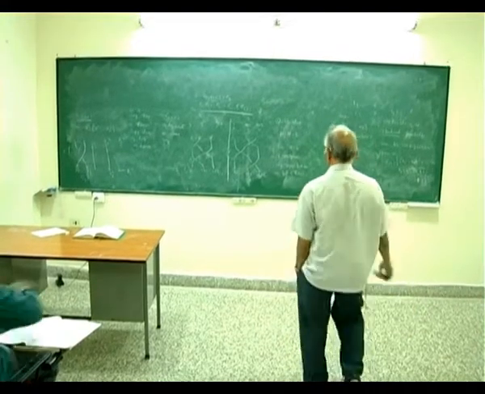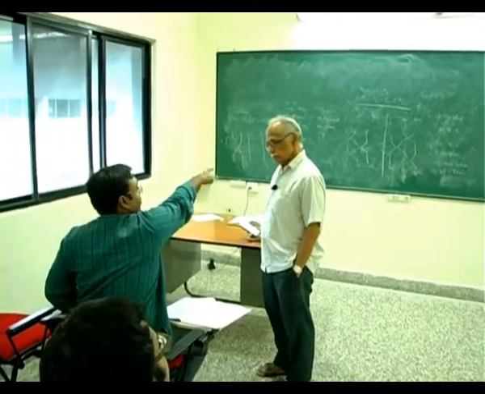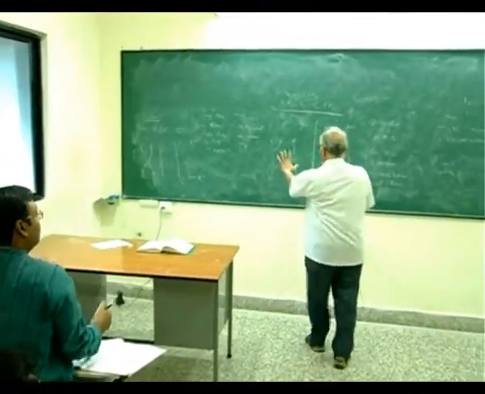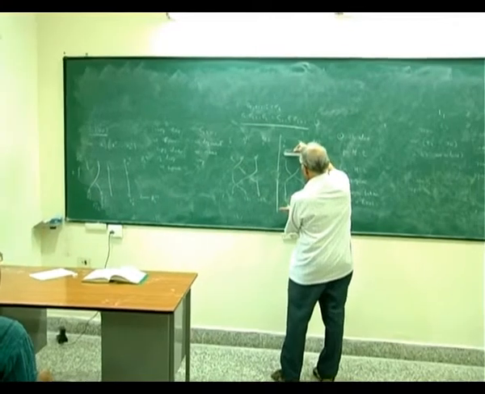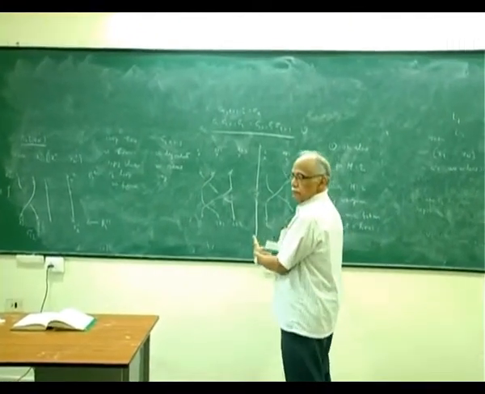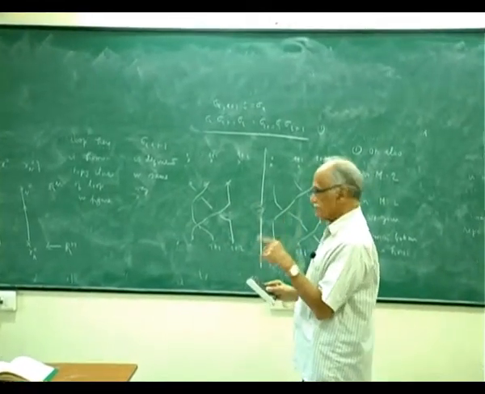Now, joining top and bottom: take this one, identify this with this, this with this, this with this. You get a knot in 3 dimensions. This is only in 3 dimensions.